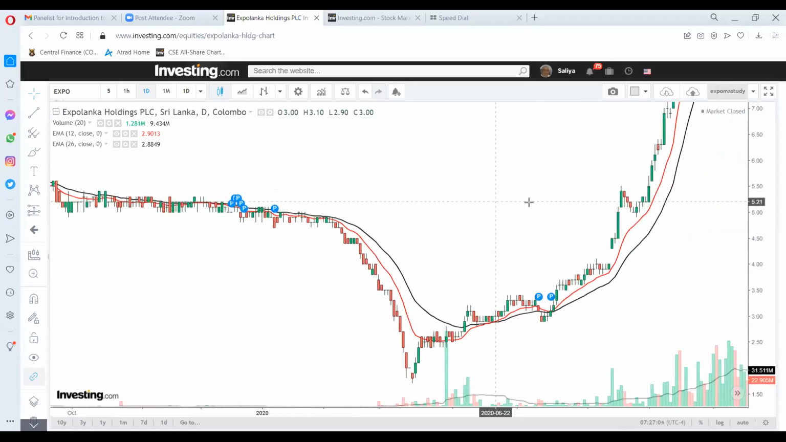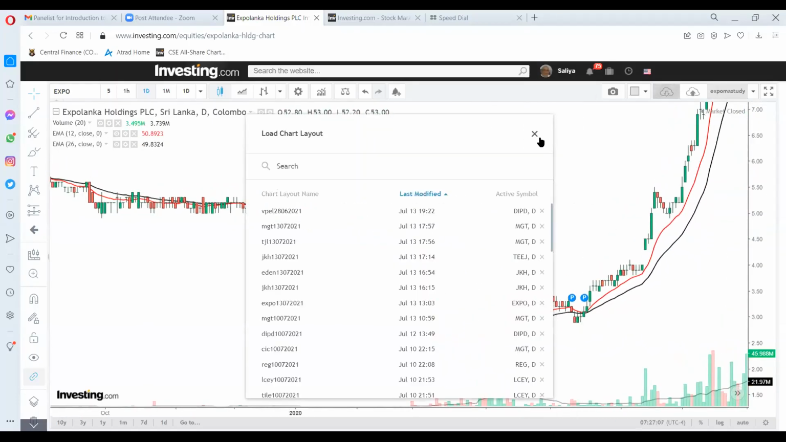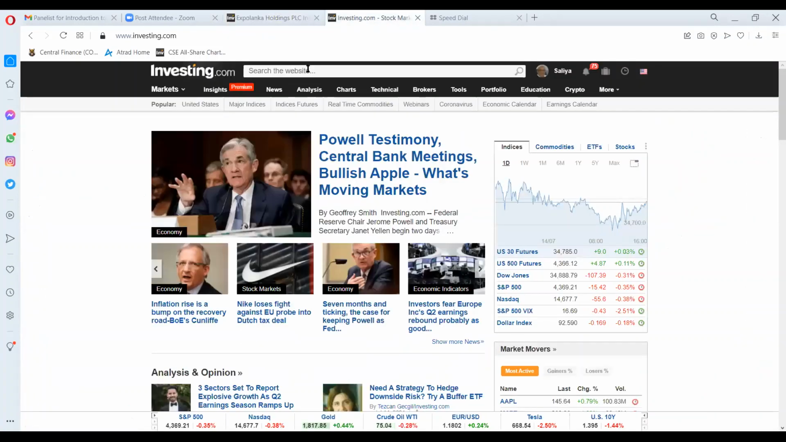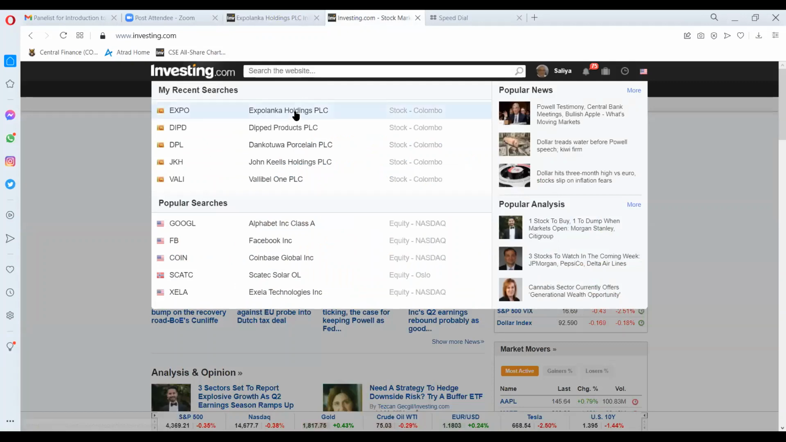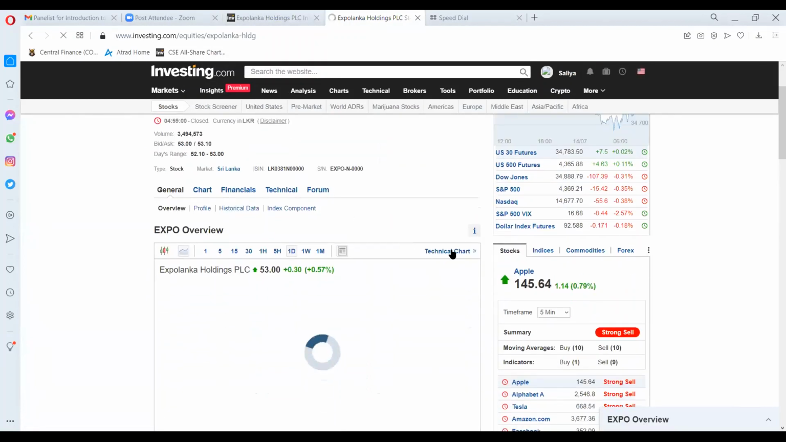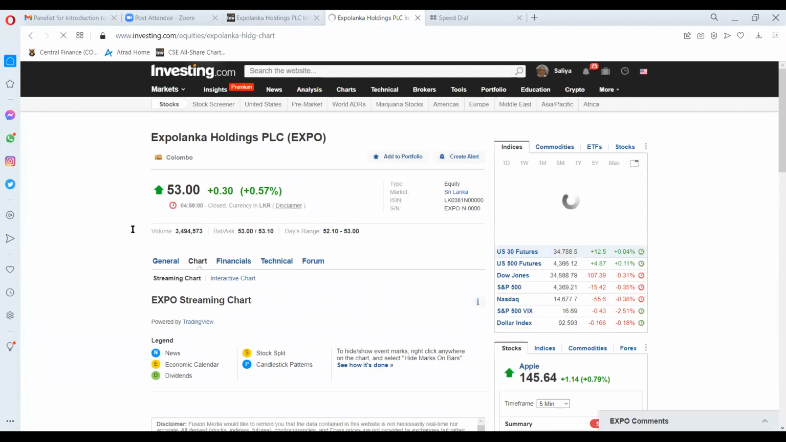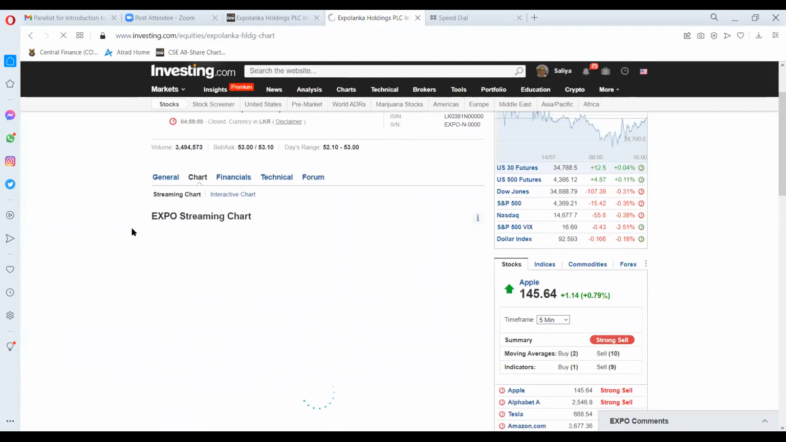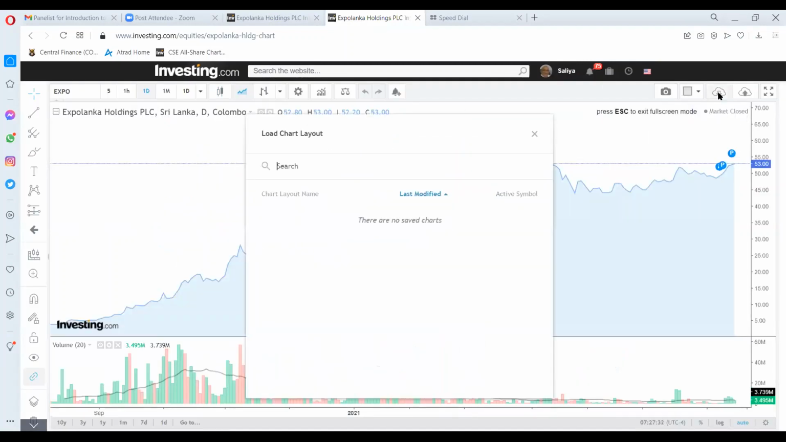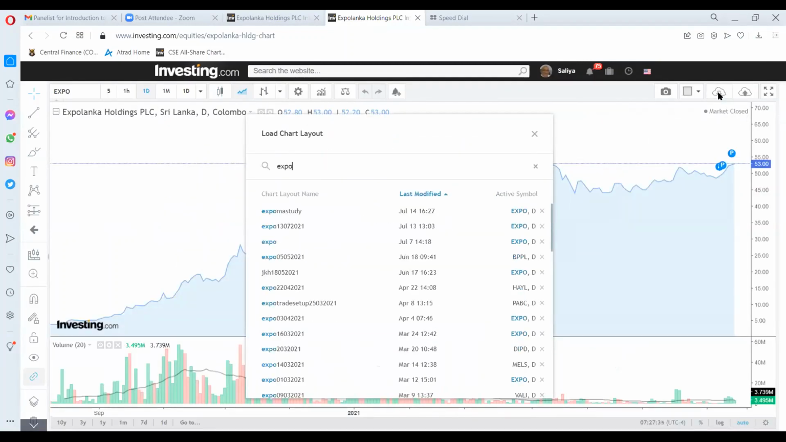I think you all can remember these two charts. Before that, let me show you the other chart regarding the investing, regarding Expo Lanka, where I requested you all to watch what is going to happen in that range. And this is how it looks today. Expo Lanka.